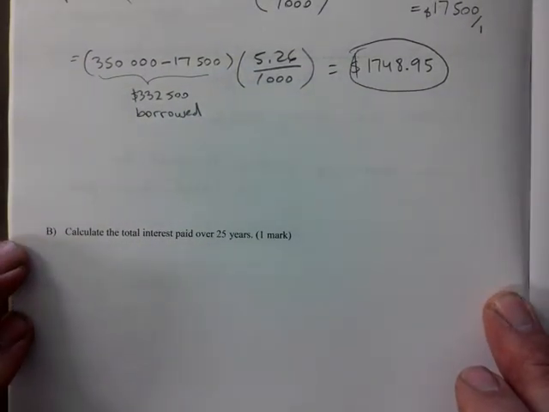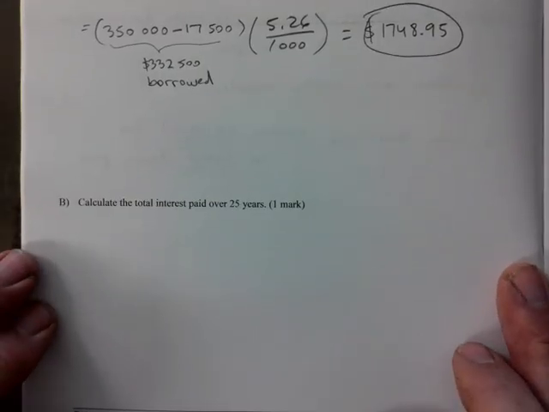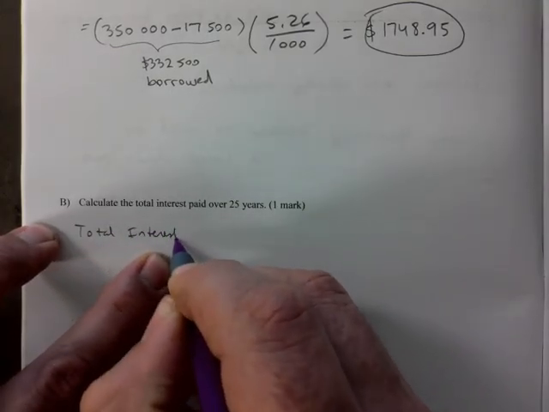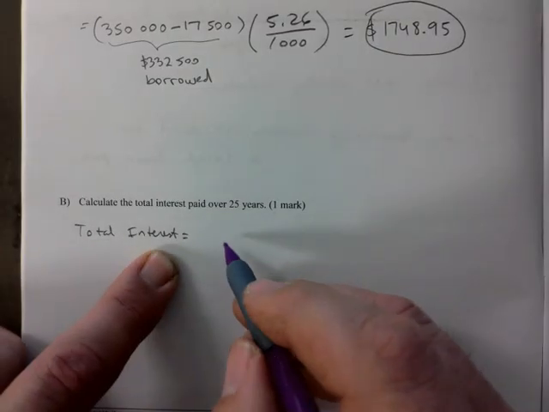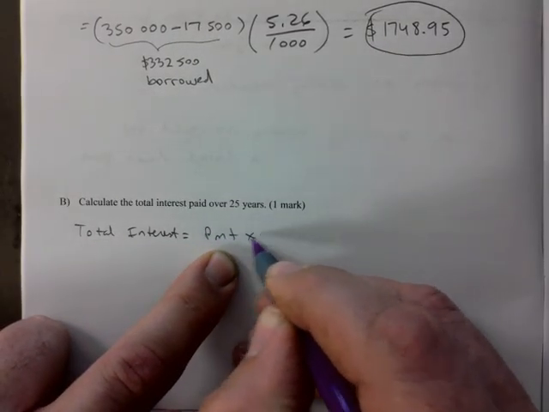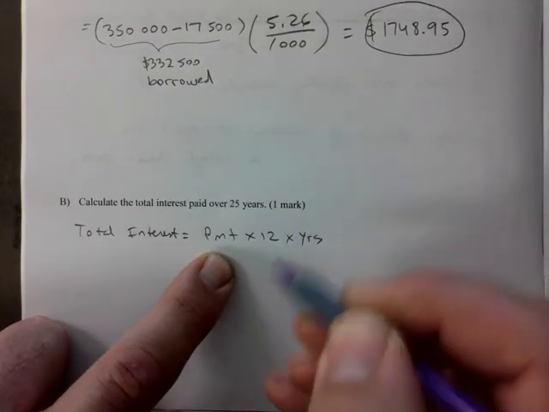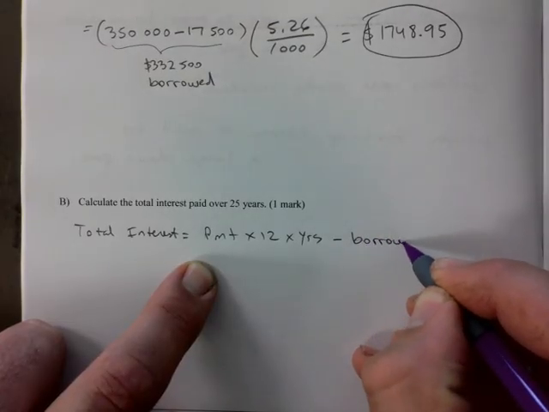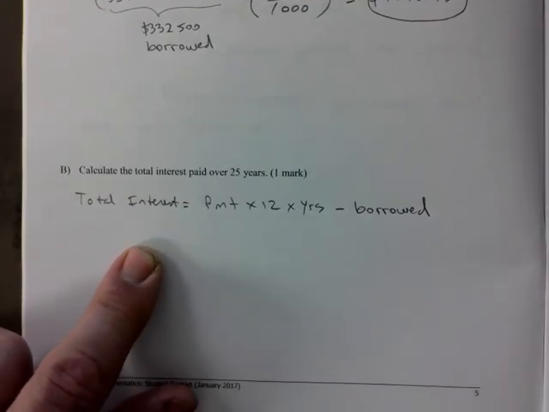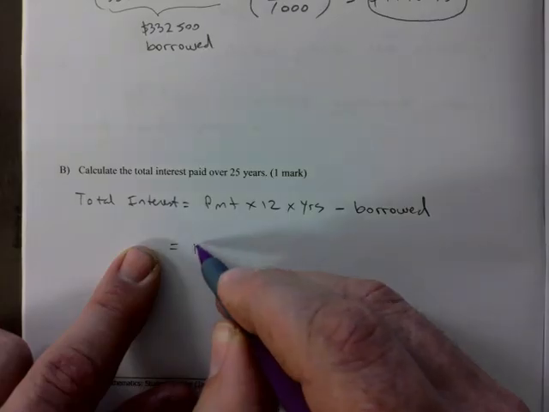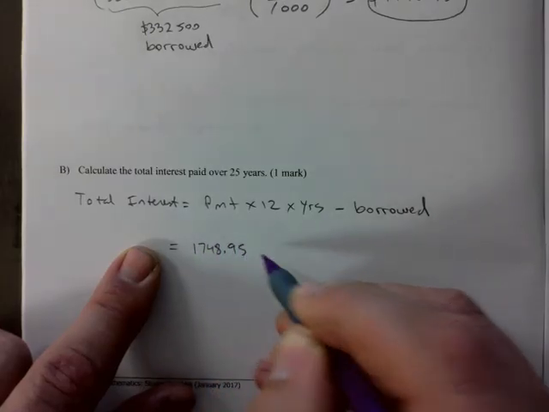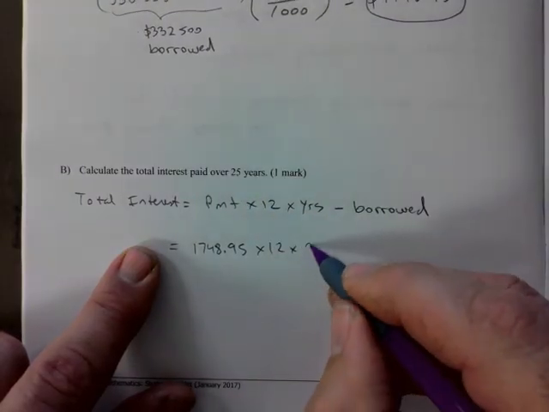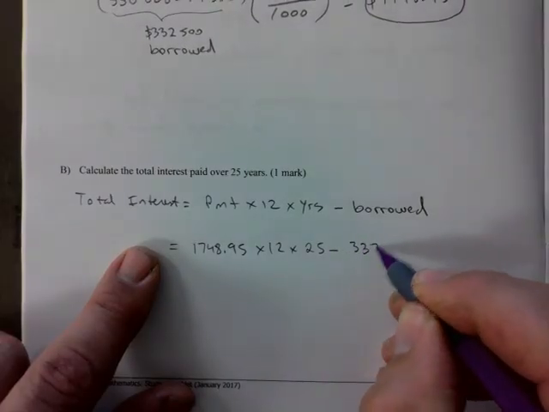Calculate the total interest paid over 25 years. I hope you have that formula. Total interest. If you don't know what TI stands for, call it total interest. Okay? And that calls for the payment times 12 times the number of years, and that you subtract by what you borrowed or what the loan is. So 1748.95 times 12 times, what are we at, 25 years, right? It says right there. Minus, we borrowed 332,500.